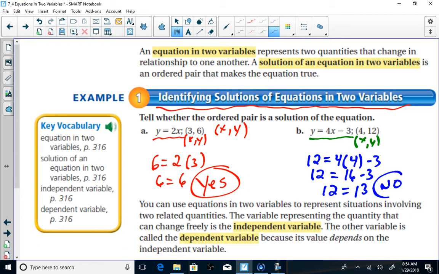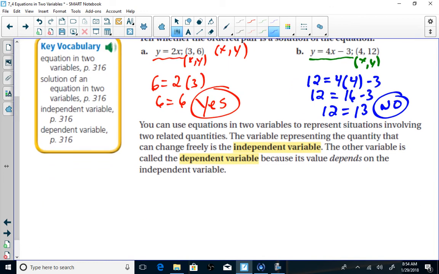The answer to that is no, which means (4, 12), that ordered pair, is not a solution of this equation in two variables. When we replace x with 4 and I replace y with 12, we do not get an equation that is true. All right.